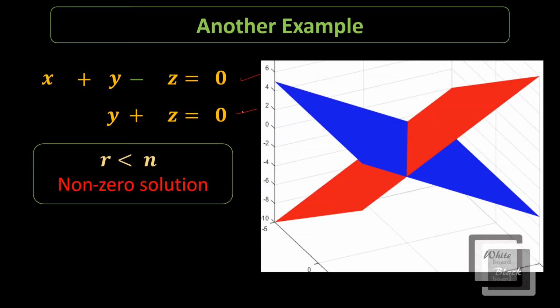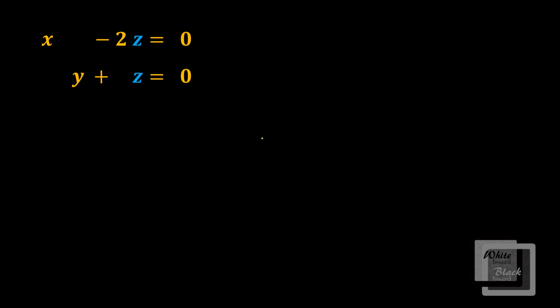So in this case we have a non-zero solution. As you can see, these two planes intersect in a line, so all the solutions will lie on this line. Let us find these solutions. Writing this equation in canonical form, here we get x minus 2z equals 0, y plus z equals 0, where x and y are leading unknowns and we have a free variable z.